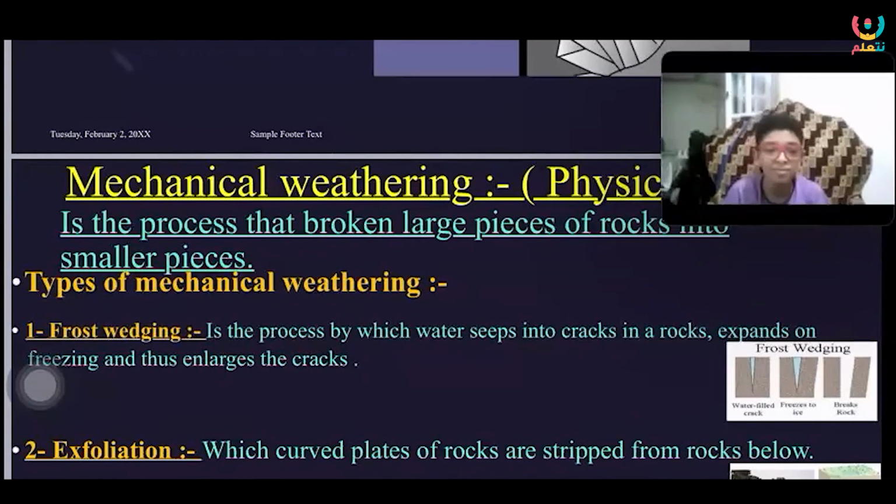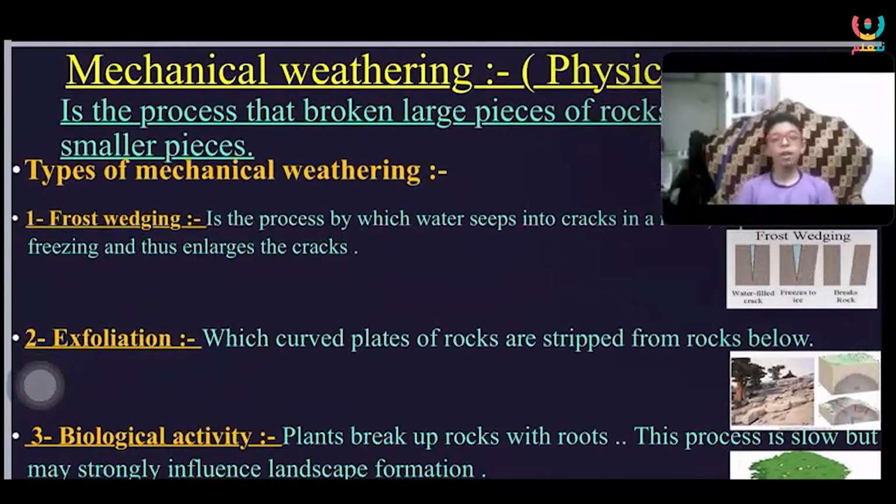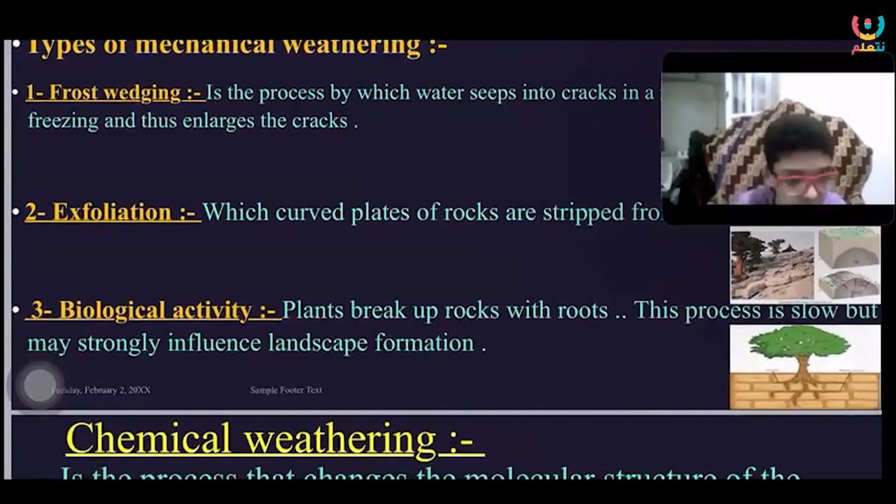Can you tell me the types of mechanical weathering? First, frost wedging, exfoliation, biological activity. What is the meaning of frost wedging? It is the process by which water seeps into cracks in rocks, freezes, and thus enlarges the cracks. What is the meaning of exfoliation? Curved plates of rock are stripped from the rock below. What is the meaning of biological activity? Plants break up rocks with roots. This process is slow but may strongly influence landscape formation.